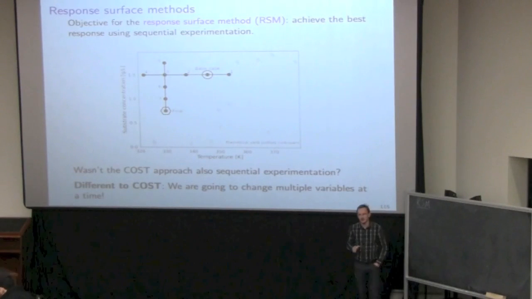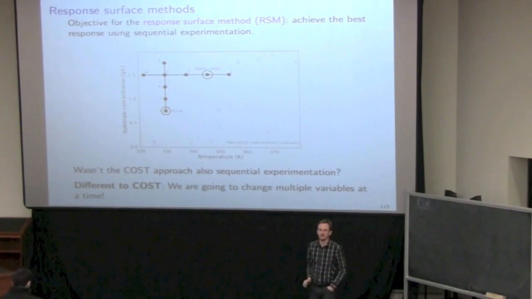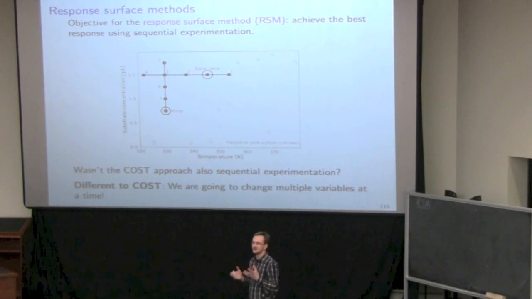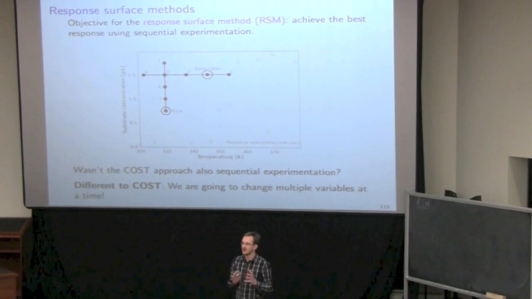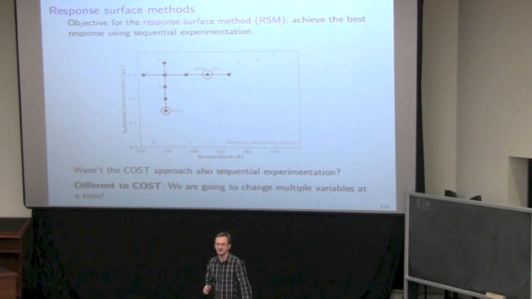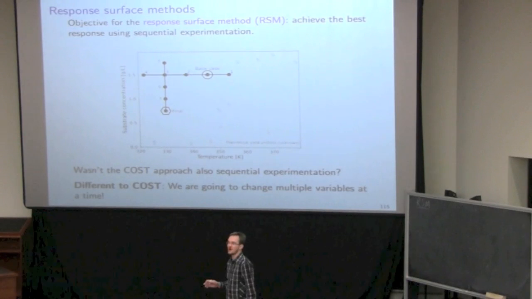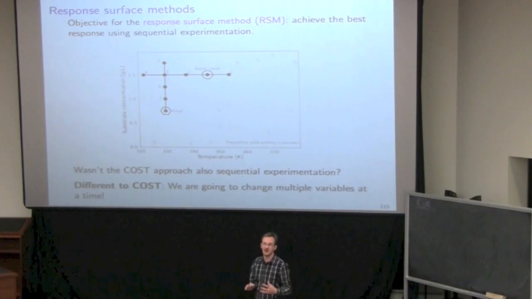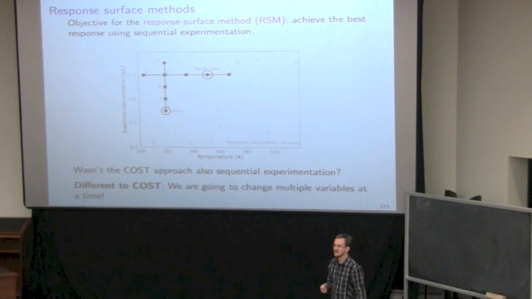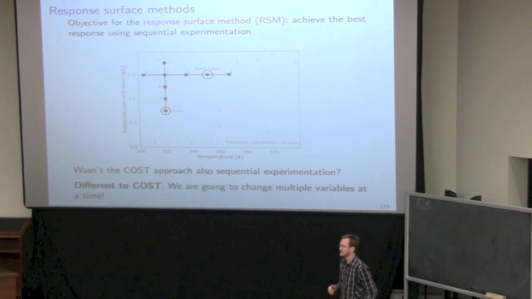is really where you start to move away from the bounds. So far in this part of the course, you looked at just working around a certain factorial plus or minus one. Today we're going to start moving away from that plus or minus one and explore different parts of the space around us. But to do that, we need to know which direction to move in, and that's what response surface methods tell us, is how to move to that optimum.